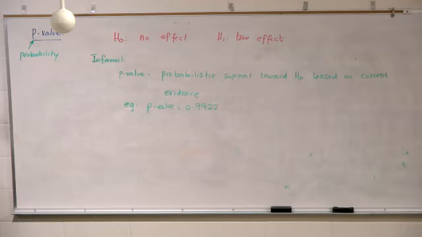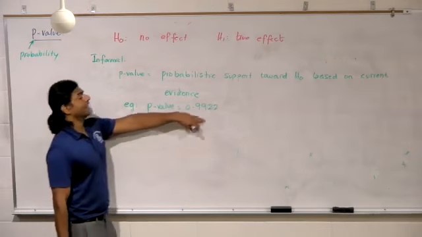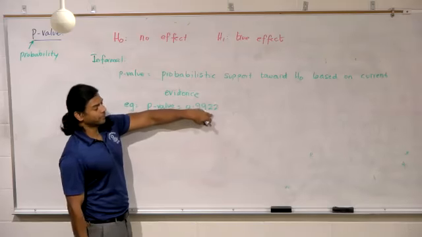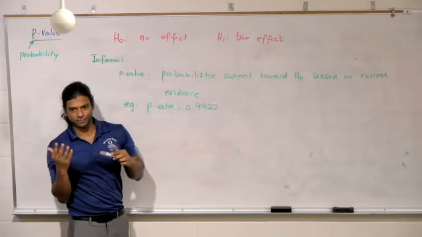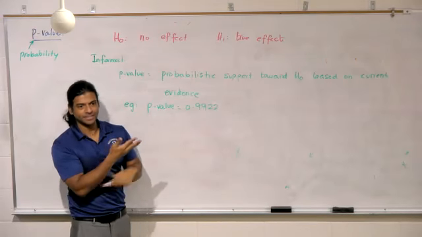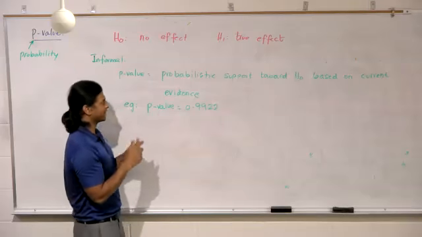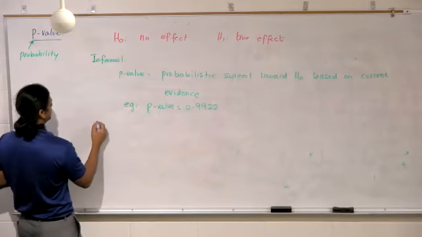No. Why not? Because it's the support of the null. So that's close to 100%. 99.22% support towards the null. Would it not be foolish for us to reject the null? Does that make sense? That was informal definition one.